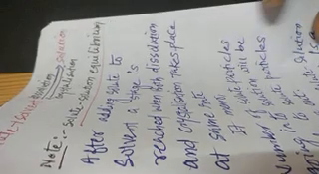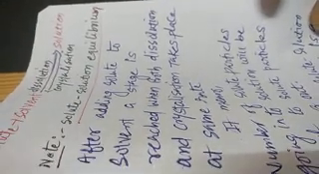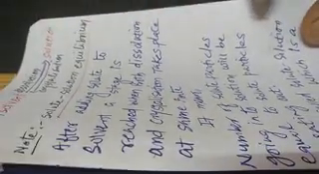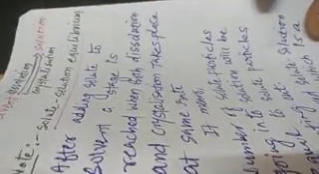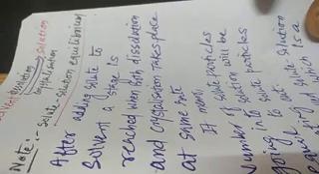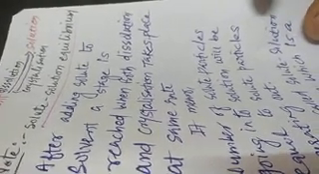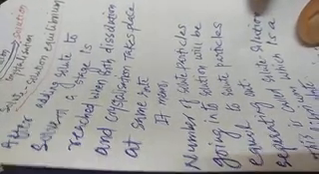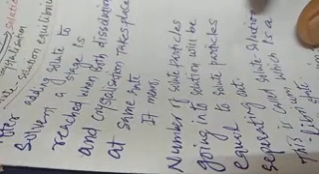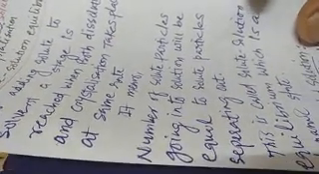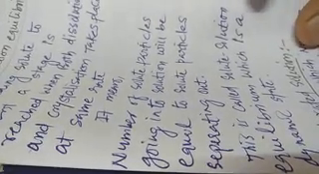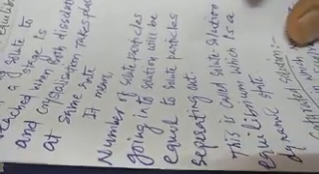Now let us try to understand solute solution equilibrium. After adding solute to the solvent, a stage is reached when both dissolution and crystallization take place at the same rate. What does it mean? It means the number of solute particles going into solution will be equal to the solute particles separated out. This is called solute solution equilibrium, which is a dynamic state.